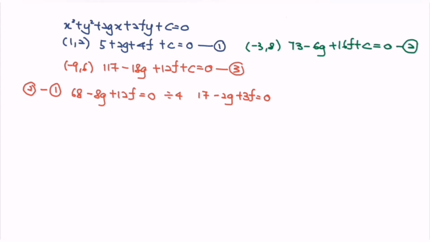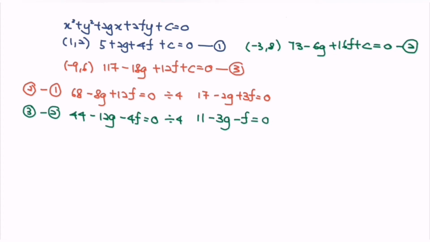Next, my suggestion would be third equation minus the second equation. So where we have 117 minus 73 and we will have 44. Next we have negative 18g minus negative 6g. So we will have a negative 12g. Next we have 12f minus the 16f and we will have a negative 4f equals to 0. So kindly refer to the situation and I think we can simplify again. Divide by 4. So if we divide by 4, we will have 11 minus 3g minus f equals to 0. So now, kindly focus on the situation where we name it as the fourth equation, and this one will be the fifth equation.